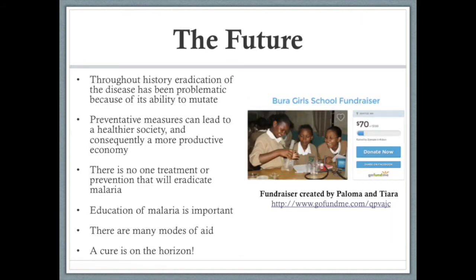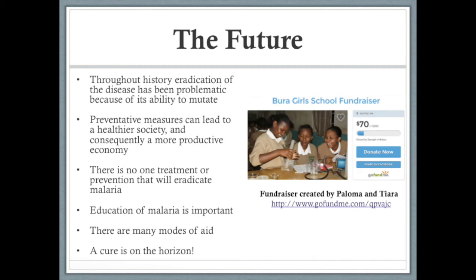As a world leader, the United States has the responsibility to help other countries fight the disease. Preventative measures can lead to a healthier society and consequently a more productive economy. There is no one treatment or prevention that will eradicate malaria. It's going to take many approaches, countless researchers, and a multitude of inspired minds.